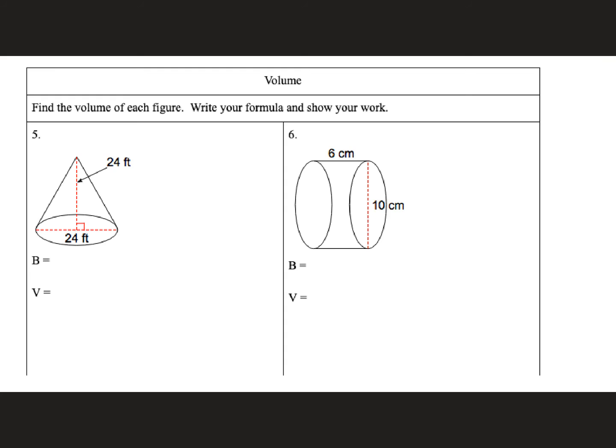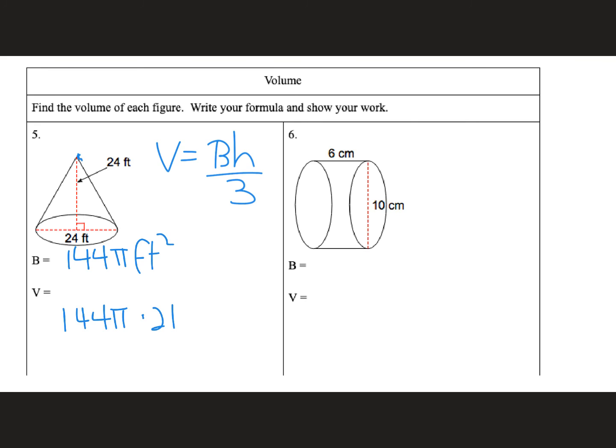Now I've got to find the volume of each figure. Wait a minute, I recognize these. I remember the area of the base here, that's a circle, so that's pi r squared, where r is 12, so that was 144 square feet. This is the same figure as number 1. The volume, this is a pointy thing, so the volume equals the area of the base times the height divided by 3. So that's going to be 144 pi times the 24 divided by 3.